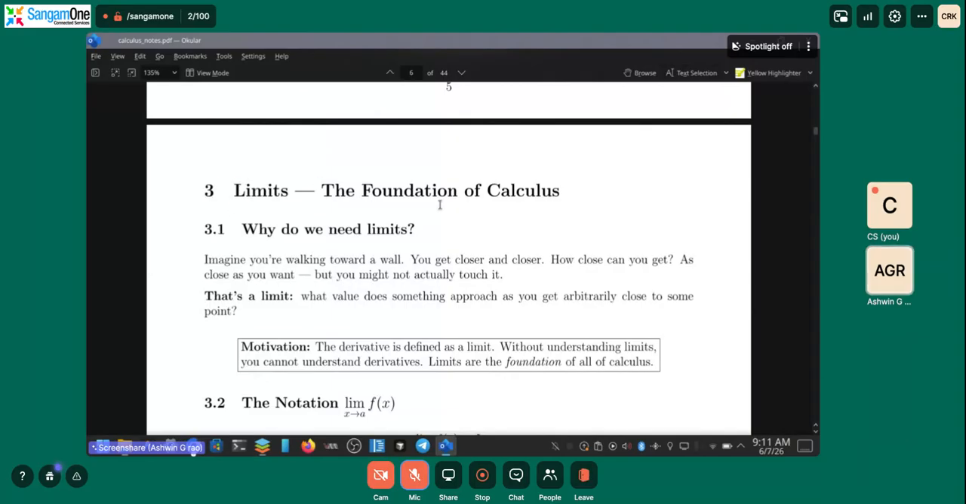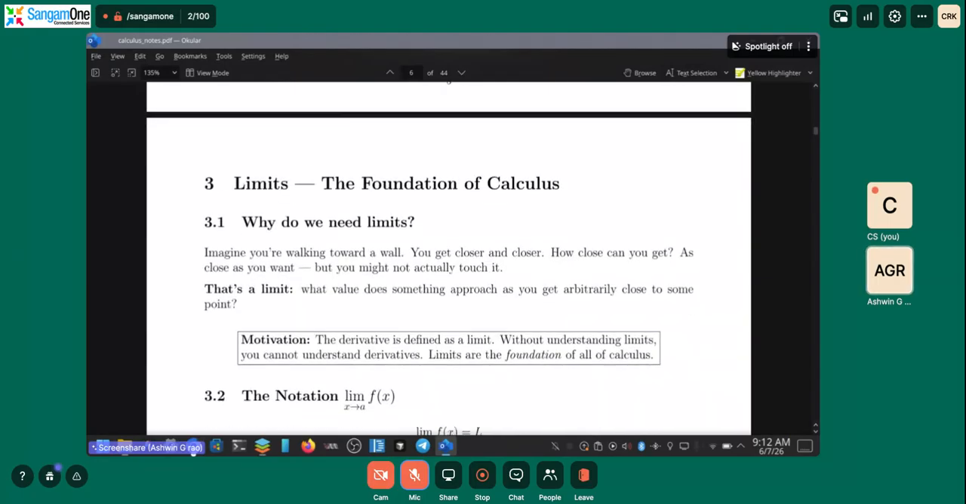So, what are limits? These are the foundation of calculus. Why do we need this? Imagine you are walking toward a wall. You get closer and closer. How close can you get? As close as you want, but you might not actually touch it, because if we hit it very hard, we can experience pain. That's a limit. What value does something approach as you get arbitrarily close to some point? It is called a limit.